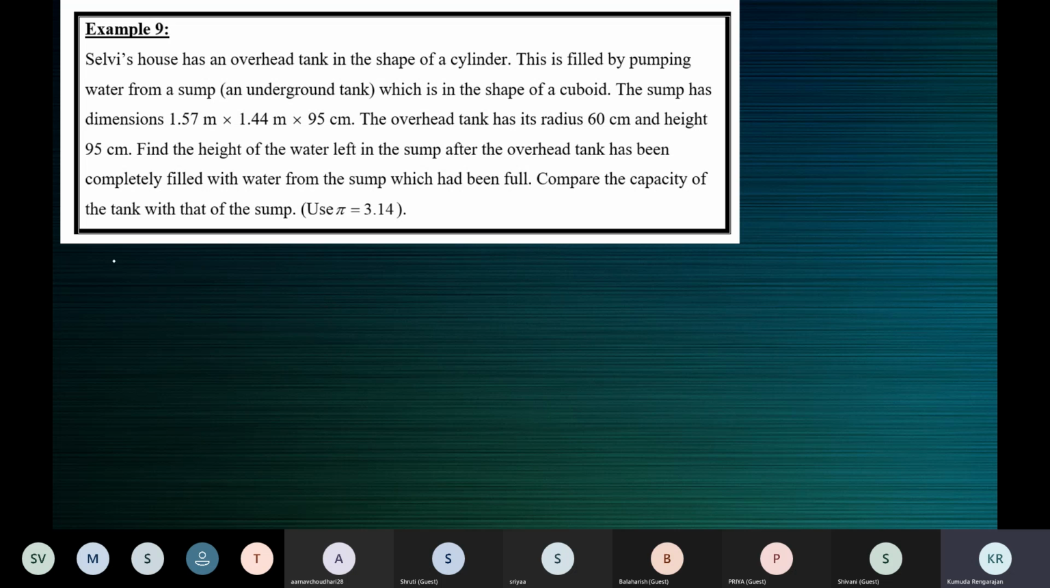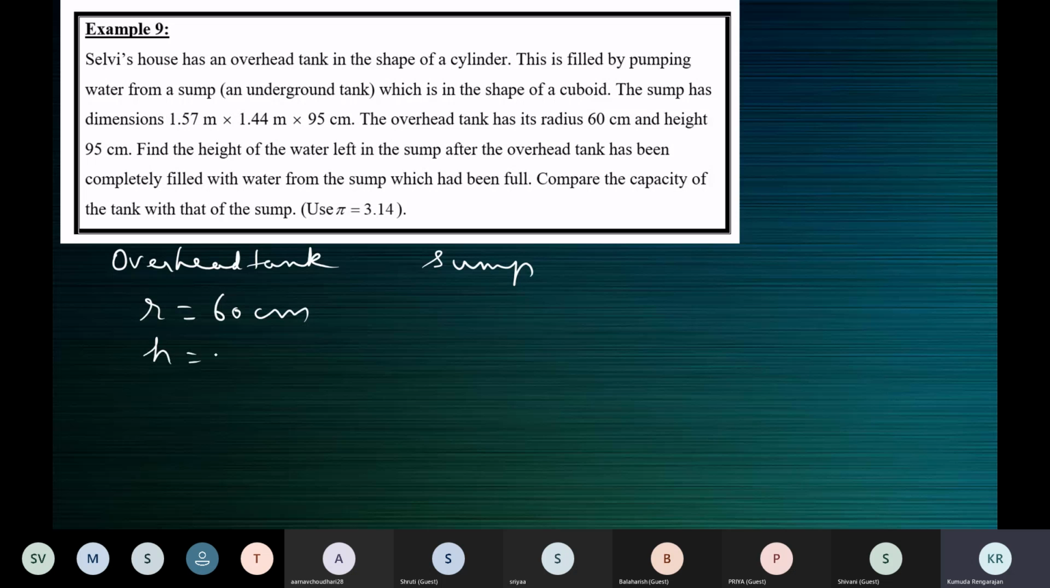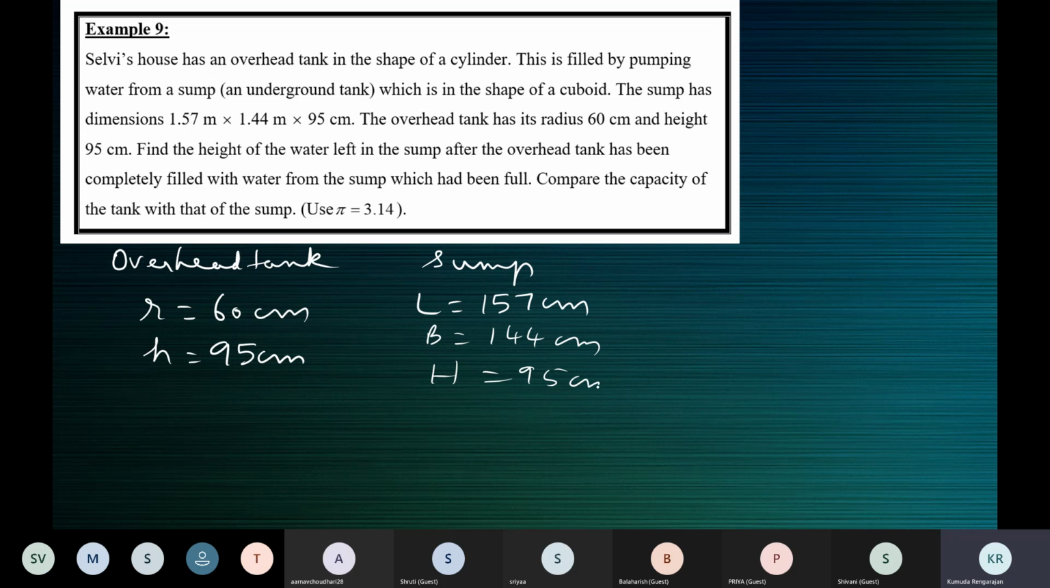So we'll write overhead tank and sump. We'll take all the values in centimeter, because then we can get rid of the decimal point. So overhead tank, what is the radius? Overhead tank radius 60 centimeters. Height is 95 centimeters. Sump: 1.57 into 100, 157 centimeters, 144 centimeters, 95 centimeters.